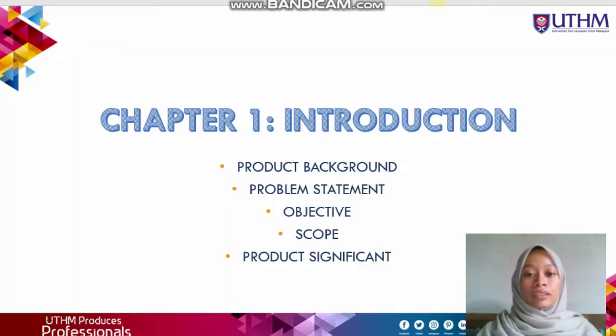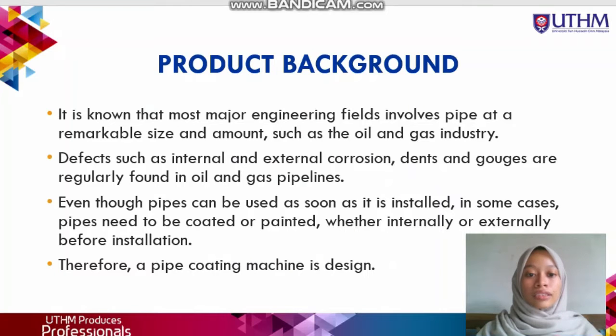Okay, for the first chapter is introduction. The product background. It is known that most major engineering fields involve pipes at a remarkable size and amount, such as the oil and gas industry. Defects such as internal and external corrosion, dents and gouges are regularly found in oil and gas pipelines. Even though pipes can be used as soon as they are installed, in some cases, pipes need to be coated or painted, whether internally or externally, before the installation. Therefore, a pipe coating machine is designed.